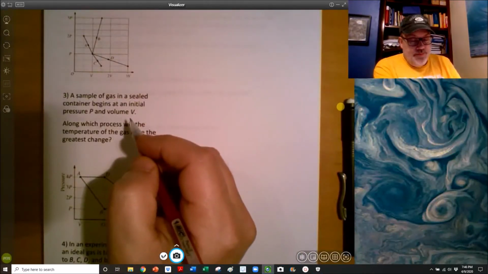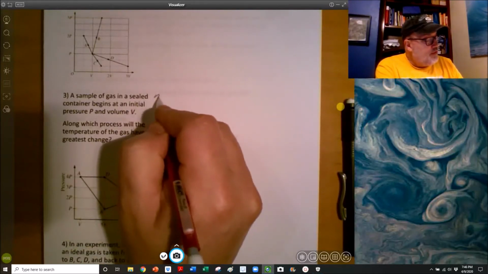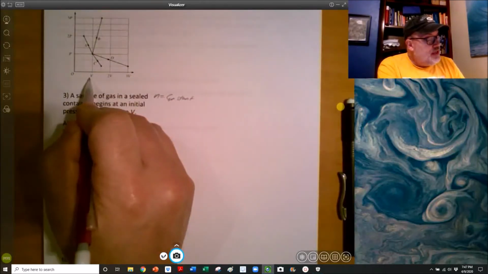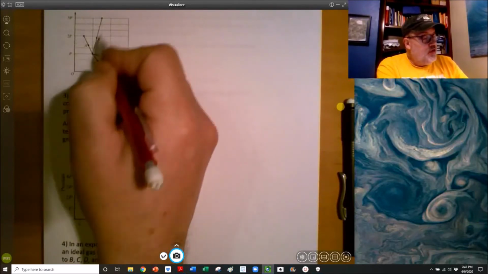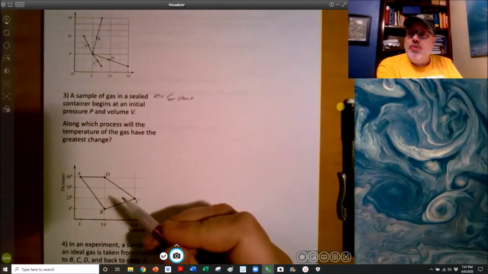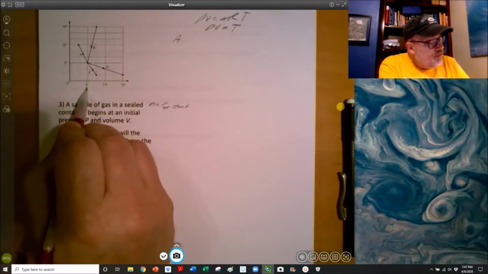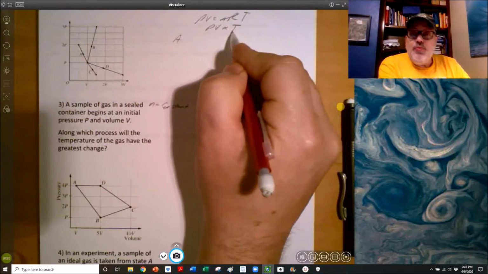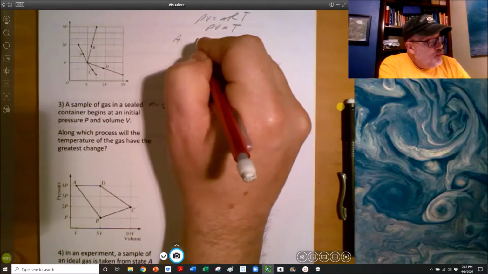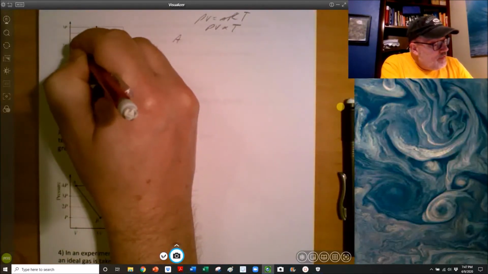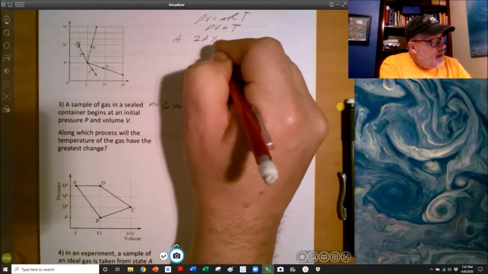Problem 3. We have a sample of gas in a sealed container. Sealed container again means that n is constant. So we're changing P and V as we go along these different routes or pathways. So our initial state is just simply P times V, and that's going to be proportional to our initial temperature. So our temperature at T will be proportional to P times V, and that's our value there. So that's going to be 2P times 1/2 V.